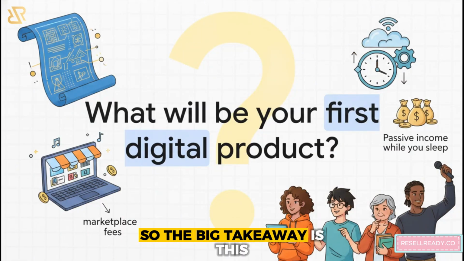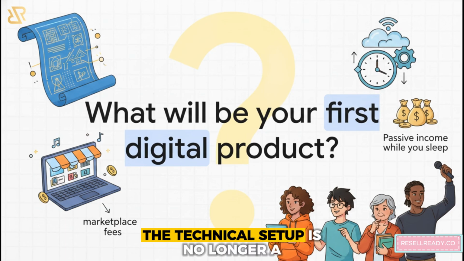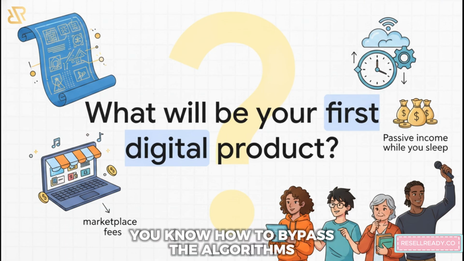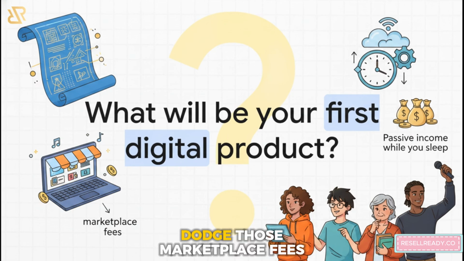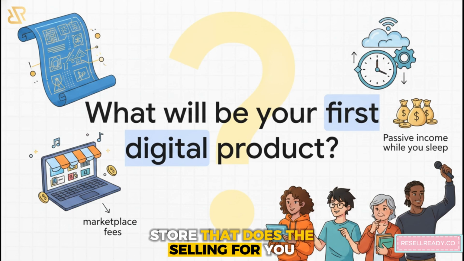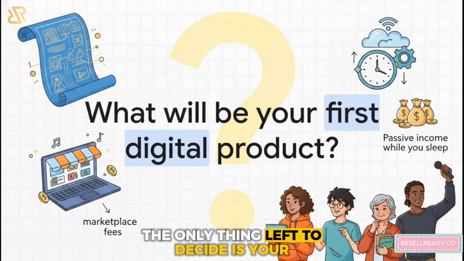So, the big takeaway is this. The technical setup is no longer a barrier. The blueprint is right here in front of you. You know how to bypass the algorithms, dodge those marketplace fees, and build an automated store that does the selling for you. The only thing left to decide is your next move.